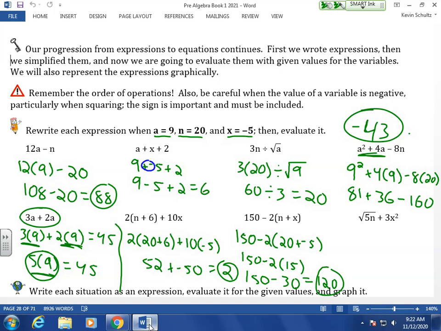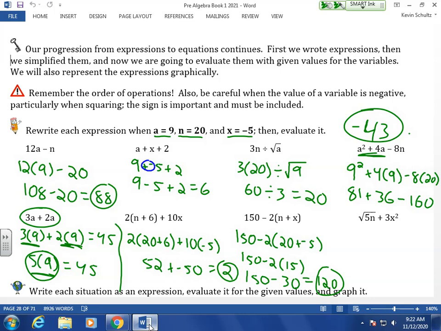So double check that you didn't subtract 150 and 2 to get 148 and then multiply that by 15. So if your answer for this one is really, really big, then that's what you probably did. You subtracted before multiplying. We do need to multiply 2 and 15 first.